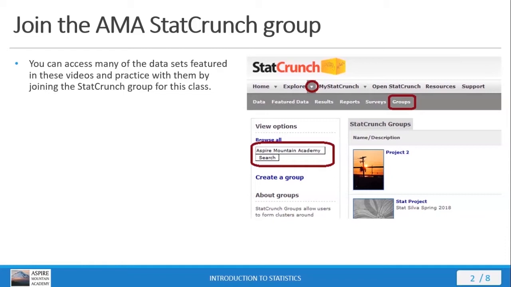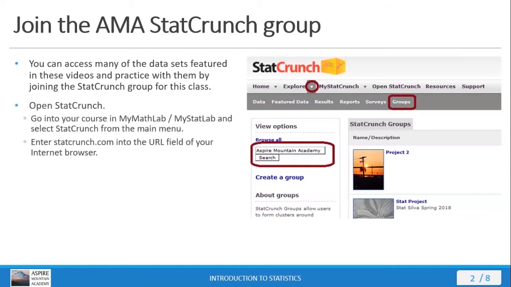To get there, you want to go to the StatCrunch website, and there are two ways to get there. If you're enrolled in a class that uses the Pearson product, MyMathLab or MyStatLab, you can access StatCrunch there in the main menu options. Alternatively, you can point your browser to statcrunch.com.